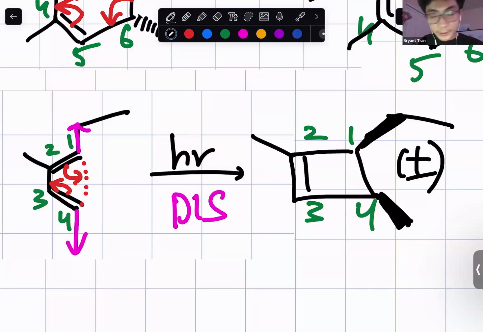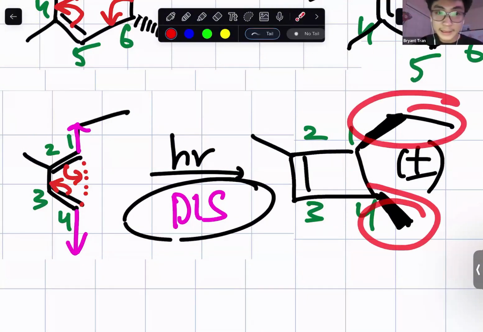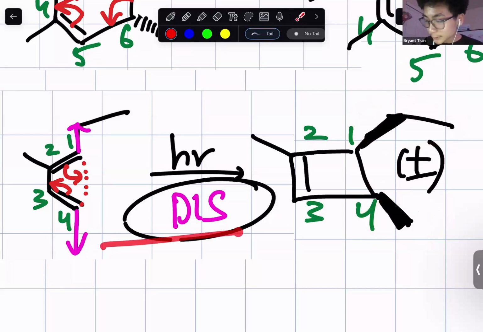So a common misconception here is that when people see this rotatory, they always think that the two groups are going to be trans to each other, but that's not true, right? This rotatory or conrotatory just shows you how you rotate the groups, what direction to rotate the groups at.